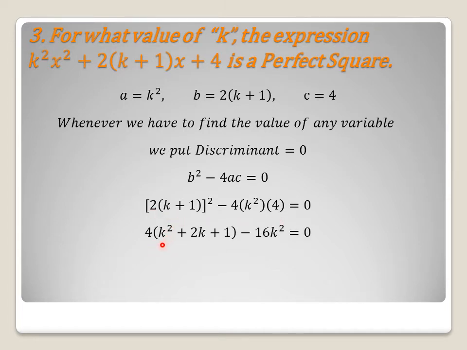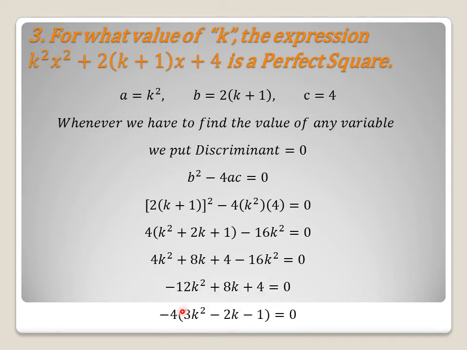k plus 1 whole square will be k square plus 2k plus 1, and multiplying 4 into 4 and k square is 16k square. Opening the brackets, multiplying 4 with k square is 4k square plus 8k plus 4 minus 16k square equals to 0. As you can see, 4k square and minus 16k square are like terms. They can be subtracted from each other. So the answer will be minus 12k square plus 8k plus 4 equals to 0.